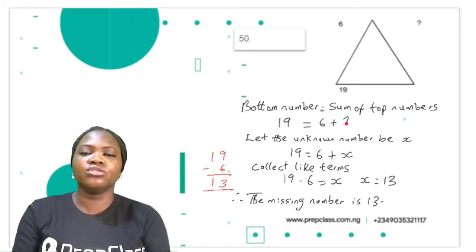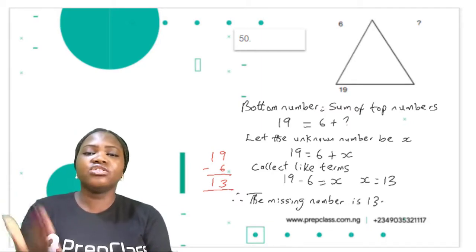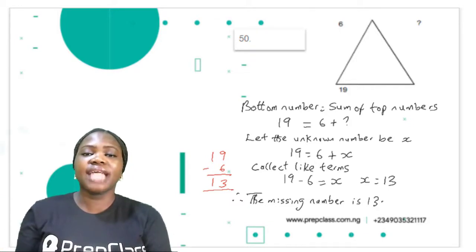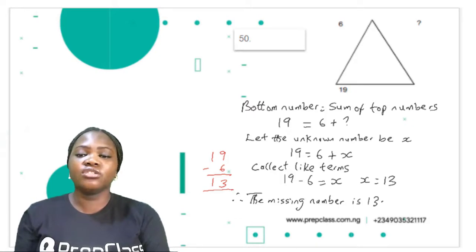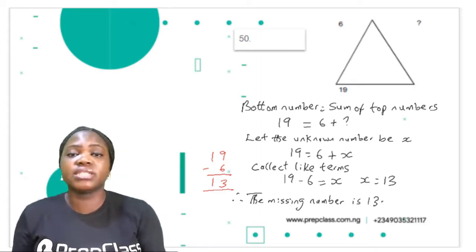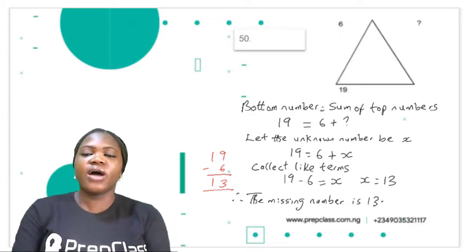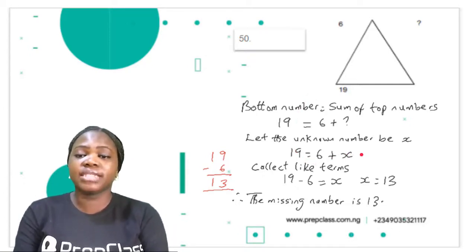But instead of using unknown, why not use algebra method? Algebra simply means using letters to represent unknown numbers. Okay, so let's represent the unknown number with x. You can use any letter of your choice, A to Z, but I choose to use x because it's the most commonly used letter in algebra. Okay, so let's do this. So this is now 19 equals 6 plus x.